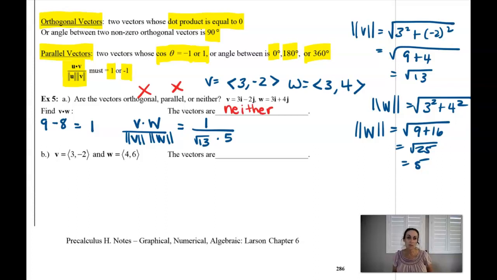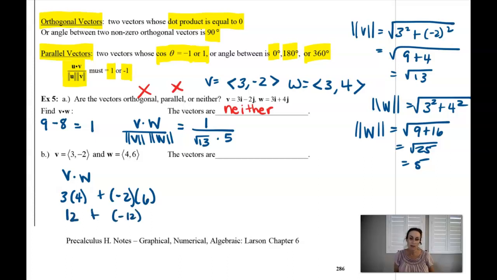So go ahead and stop the video, try B, and then you can test to see if it's orthogonal, if it's parallel, or if it's neither. So looking at orthogonal, it's going to be v dot w, and v dot w is going to be 3 times 4 plus negative 2 times 6. So this is just dot product. So 12 plus a negative 12 is equal to 0. Because the dot product is 0, then we know that the vectors are orthogonal.